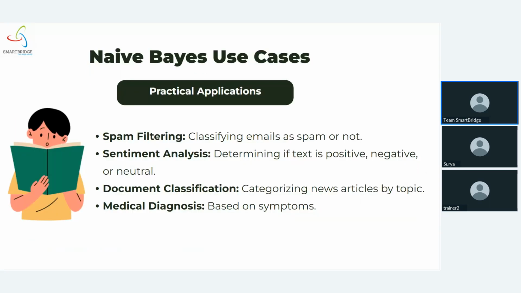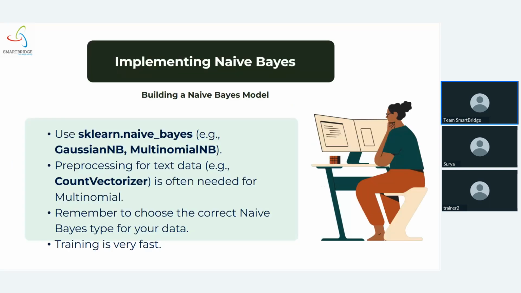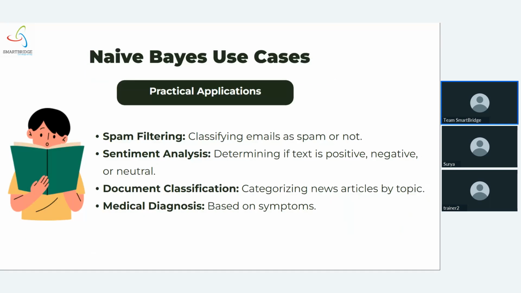The use cases for naive Bayes include spam filtering. We'll be counting the words and categorizing whether it is spam or not. Then sentiment analysis, where based upon the probability we determine whether the text is positive, negative, or neutral. Also medical diagnosis, based upon symptoms. For example, we might have a probability that if we have a fever, then we might have a cold also. That is the kind of probability we'll be doing with naive Bayes use cases.